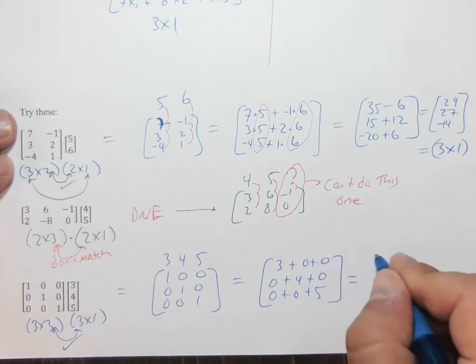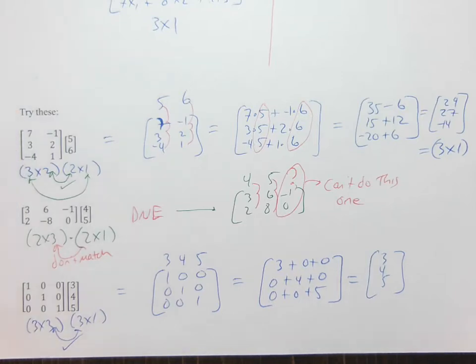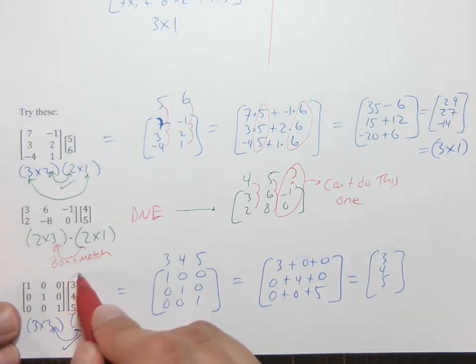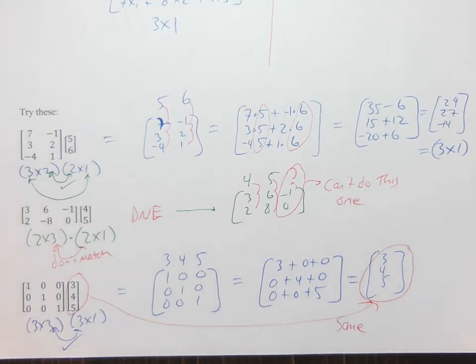In other words, we end up with the exact same thing we started with. We multiplied this strange matrix with 1s in it by 3, 4, 5, and we got the exact same thing back. And so that's what's called multiplying by the identity matrix. This matrix with 1s on the diagonal is called the identity matrix, and that is what is explained on the next page.